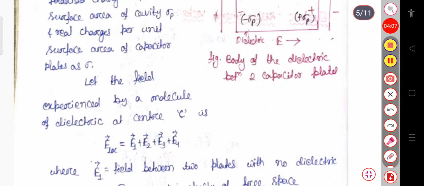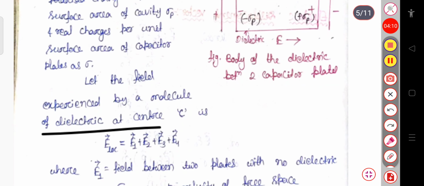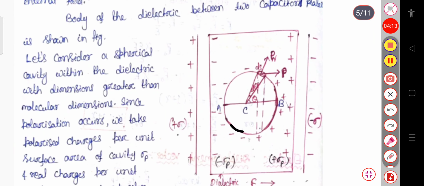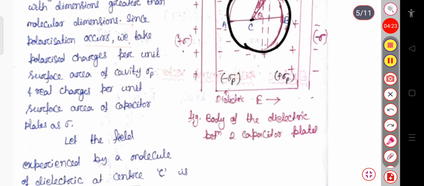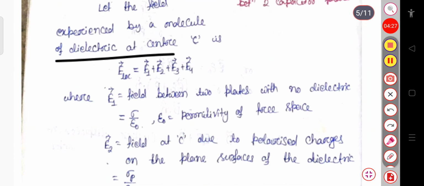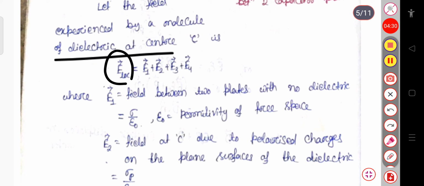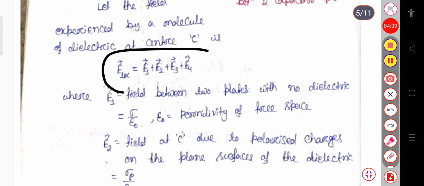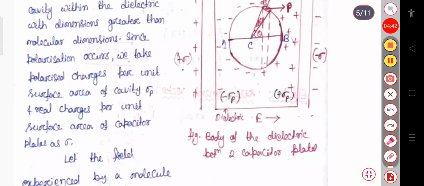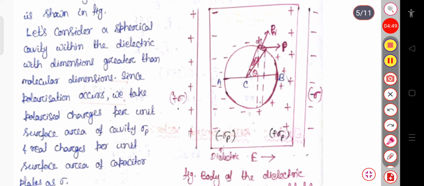Now the net field experienced by the molecule of the dielectric at the center C, that is, inside the spherical cavity, the center of the spherical cavity, if I want to calculate the electric field, the net electric field, that is the local field, will be equal to E1 plus E2 plus E3 plus E4. So what are these E1, E2, E3 and E4? This total electric field experienced at the center of the spherical cavity is known as the local electric field. It is nothing but the summation of all the electric fields experienced in the spherical cavity.